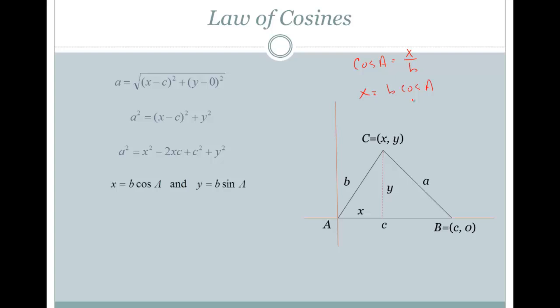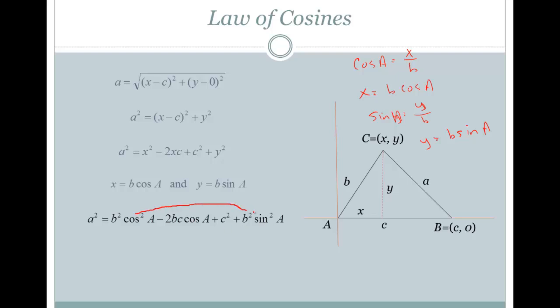And I can do Y, I can say sine of A is equal to Y over B, like that. And then I can say that Y is equal to B sine of A, like that. This should be an A. Okay? If I make those substitutions in, I get A squared is B squared cosine squared A minus 2BC cosine of A plus C squared plus B squared sine squared of A.